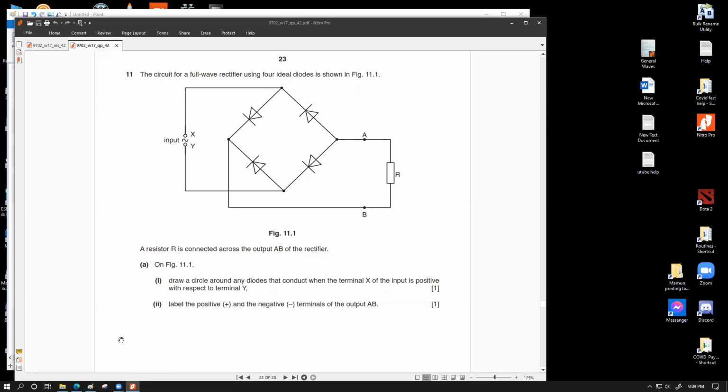On figure 11.1, draw a circle around any diodes that conduct when the terminal X of the input is positive with respect to terminal Y. So if X is positive with respect to terminal Y, let me pick up this picture.